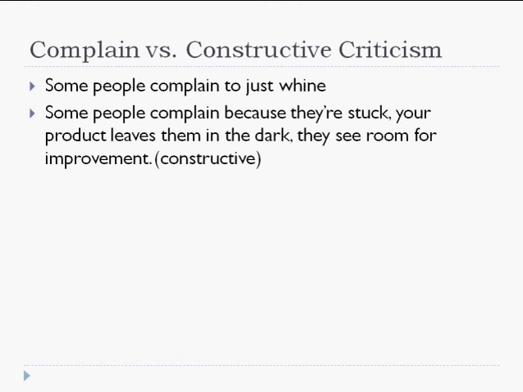The second type of person is the type of person that you want. This type of person gives you constructive criticism that gives you the ability to improve your product. So that's the type of person that you want to target. If you can find this type of person, then you can approach them and actually give your product for free in exchange for their valuable constructive criticism.